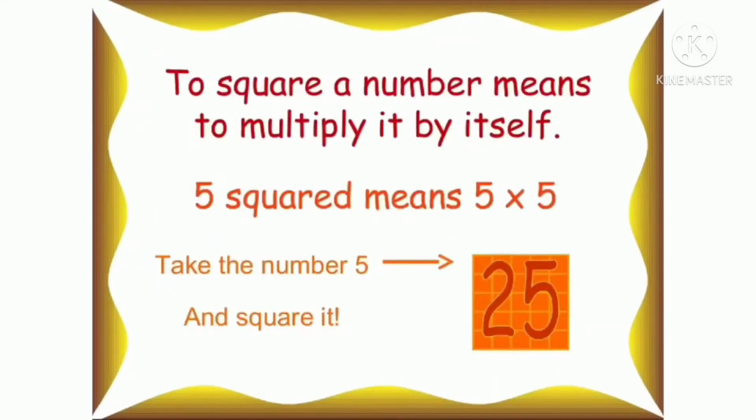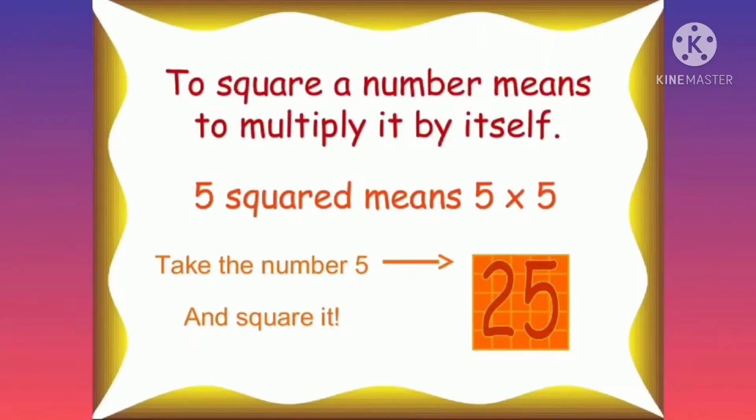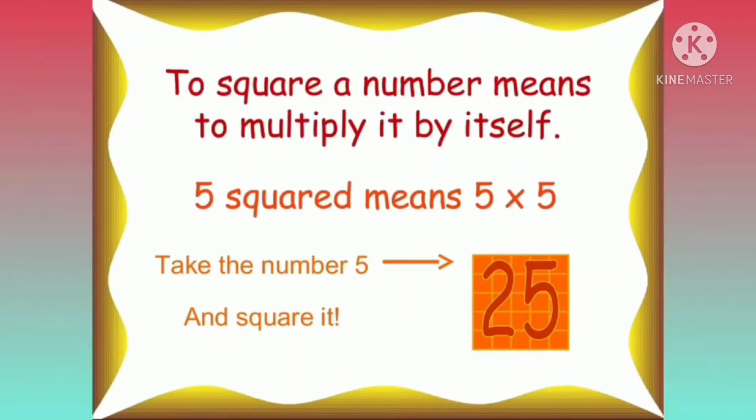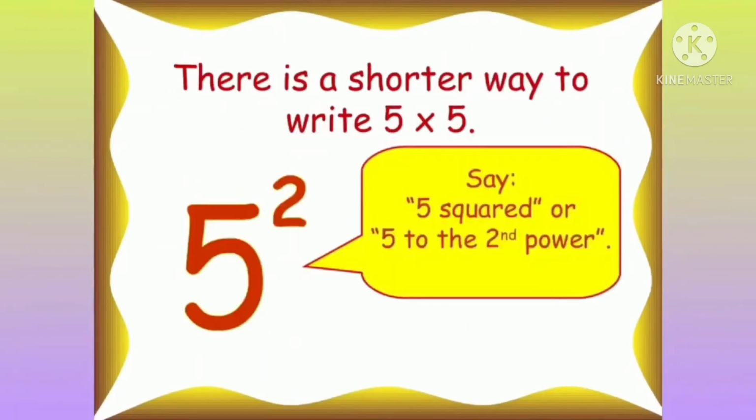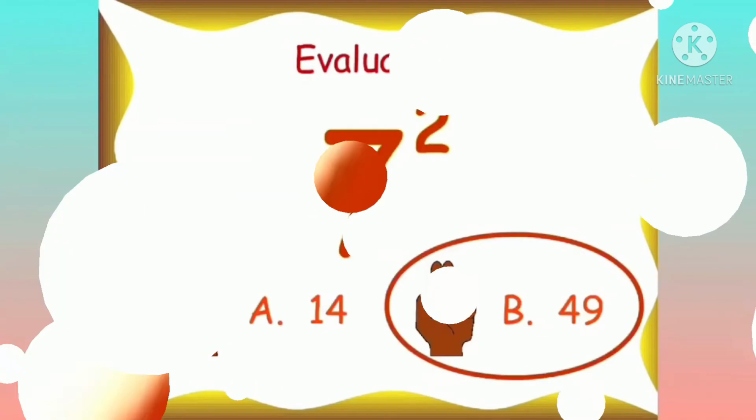Now to square a number means to multiply it by itself. 5 squared means 5 into 5. So take the number 5 and multiply it by itself. This is the way to find the square of a number. But there is a shorter way to write 5 into 5, and that is exponential form. Yes, we can write 5 into 5 as 5 square.